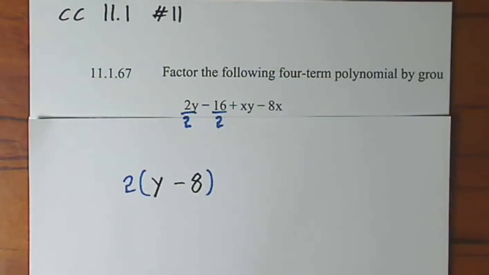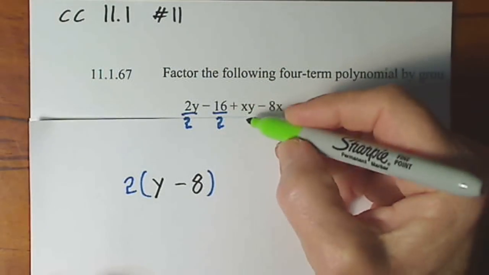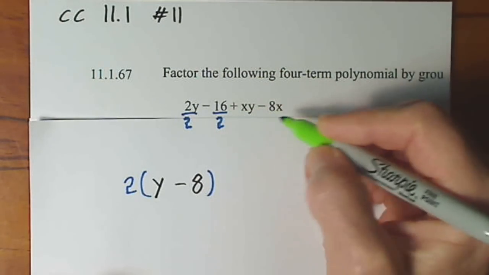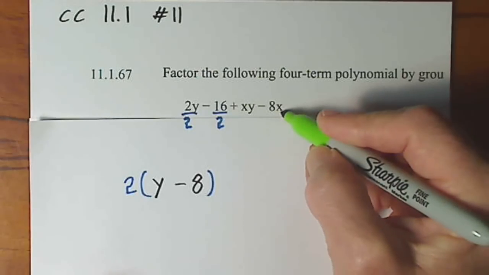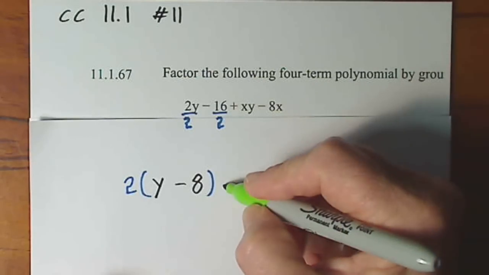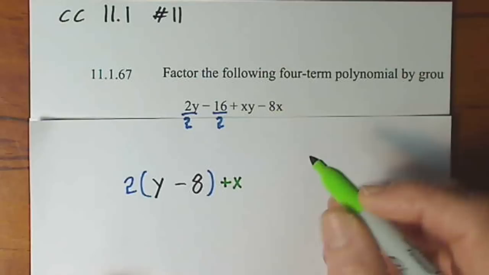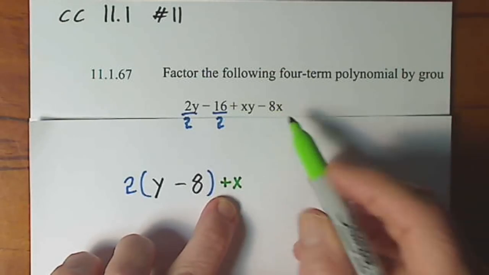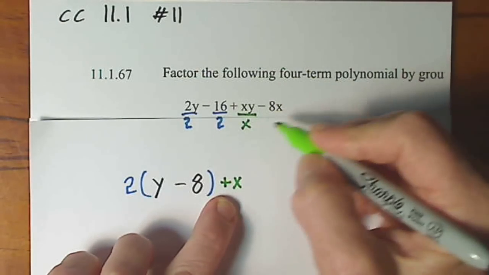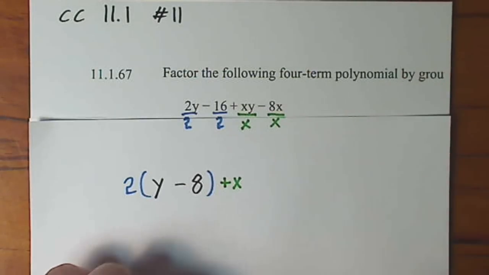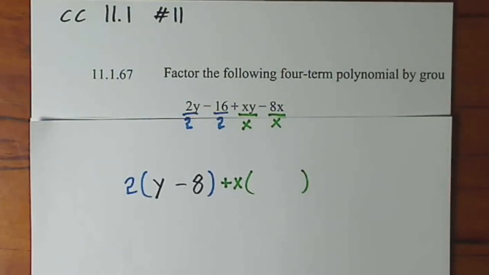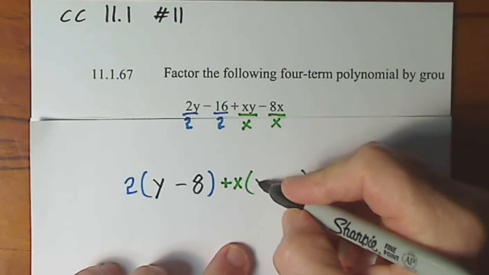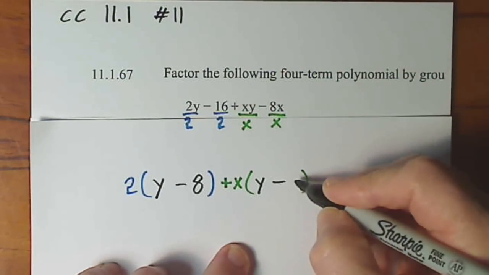Now I turn my attention to the second two terms, and looking at these two, the greatest common factor is simply x. I'm going to factor out an x from each of these terms. That's to say, I'm going to divide by x and divide by x. When I do that, I'm left with a y and minus 8.